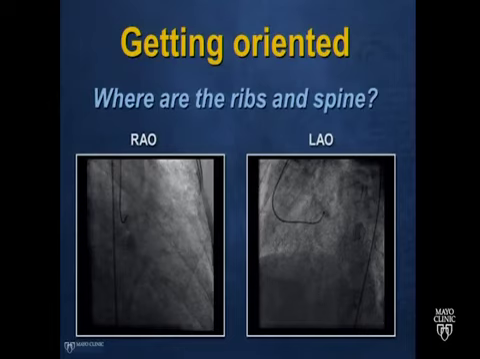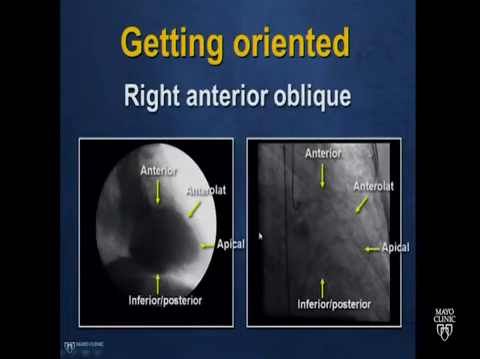Conversely, if you have an LEO projection, as one sees here, the camera is on the left side of the patient, and as a result, the camera is shooting over the right half of the patient's chest. The spine will be on the right side of the screen, and the ribs will be going down to the left. So spine on the right, ribs down to the left, LEO, or left anterior oblique position. Now, the reason why this is helpful is because if you know whether you're REO or LEO, you immediately know which walls of the heart you're looking at.